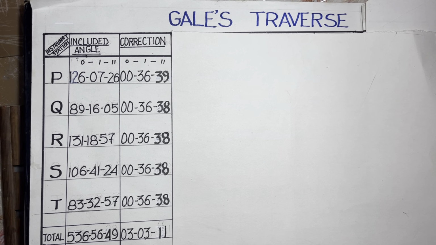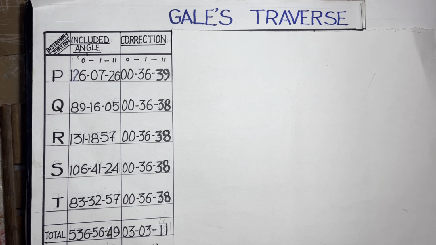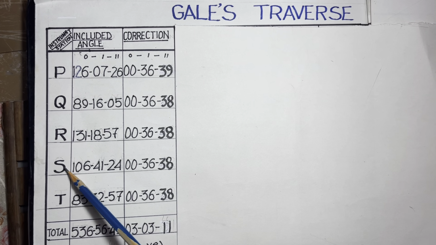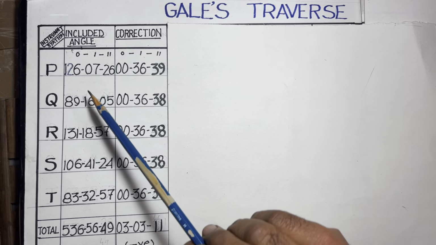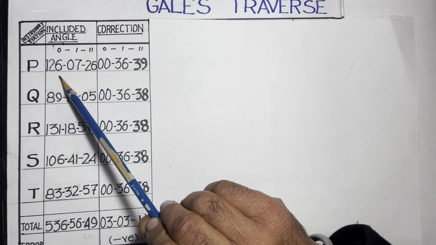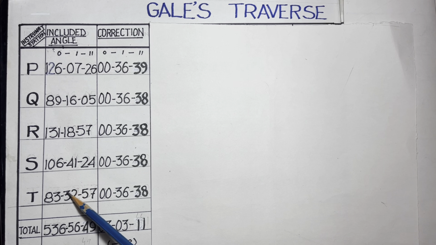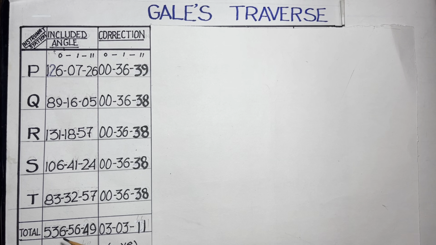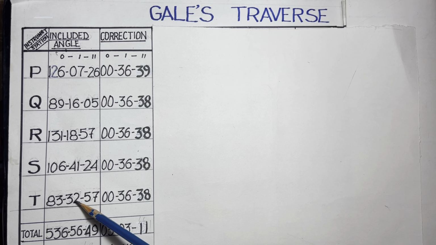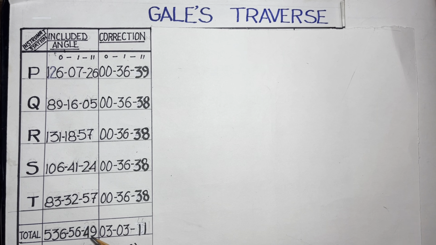As we have collected the data from the field with the help of a digital satellite, we have plotted one traverse with five sides, P, Q, R, S, T. We observed the interior angles of the traverse, P is 126 degrees 7 minutes and 26 seconds. Similarly, the five angles were recorded in the field. Then we took the sum of these angles. The sum of these internal angles is 536 degrees 56 minutes and 49 seconds.